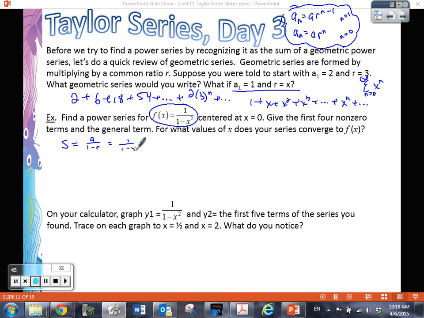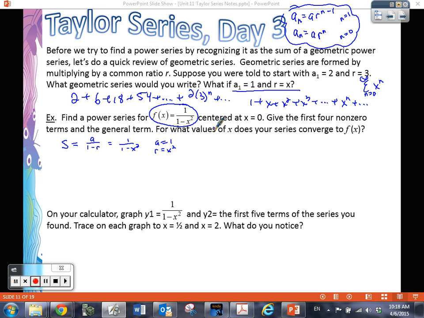I have my 1. This has to be a 1 right here in the formula, and basically a and r can be whatever, but this has to be a 1. And so I know from this pattern that a is going to be 1 and r is going to be x squared. I know that from the format that this function is written in. If I'm going to force it into a geometric series, these are the steps that I would take.